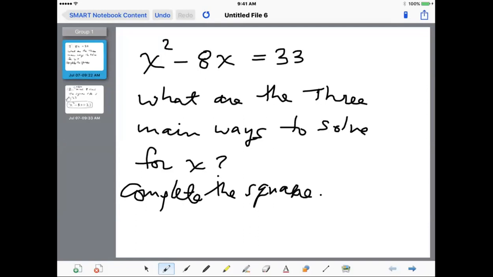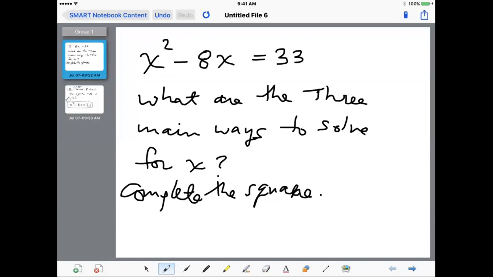Or if I said, I want you to do this, x squared minus 8x equals 33, using completing the square, how would that look? That's not factoring or the quadratic formula, but it is a fine way to solve this. What does that mean, completing the square? Or how do you complete the square? That's right, you add 16 to both sides.